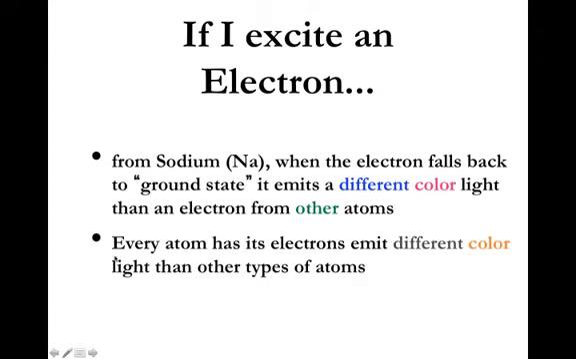And the other punchline here is that every type of atom has its electrons emit different colors of light than other types of atoms. So the type of color that different atoms emit, you can use that as a fingerprint for your particular type of atom. So sodium will emit certain colors that are unique to sodium. Calcium might emit different colors that are unique to calcium, etc. You can use those colors to try to identify what type of atom you've excited.